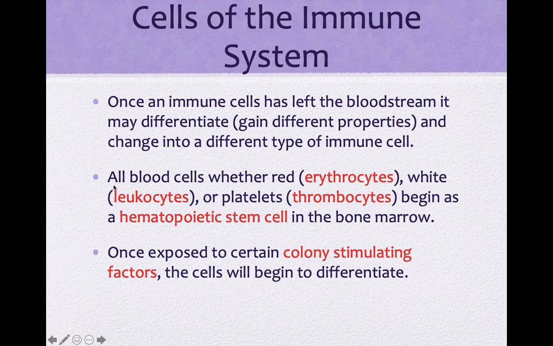So these are essentially considered blood cells. When you think of blood cells, you think of red blood cells, white blood cells, and platelets. Red blood cells carry oxygen, erythrocytes. White blood cells, leukocytes, are immune cells, and then platelets, thrombocytes, clotting cells, and things like that.